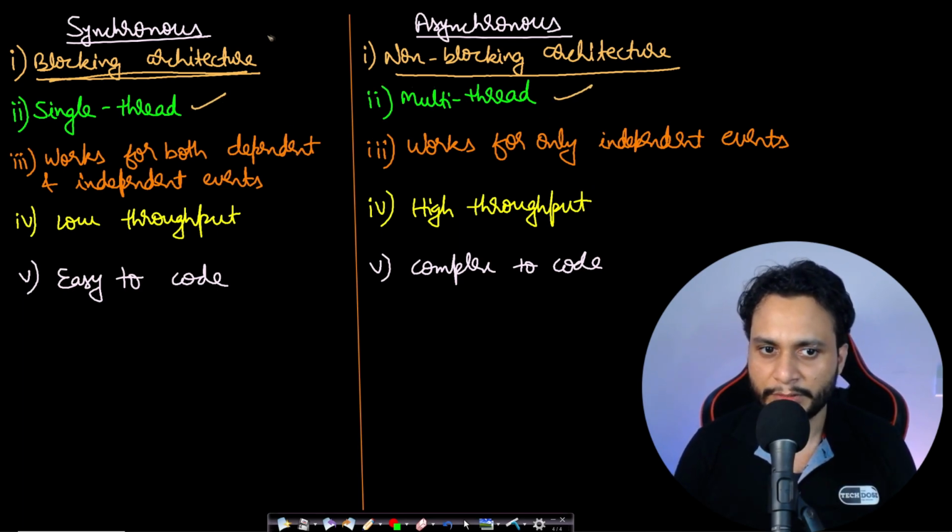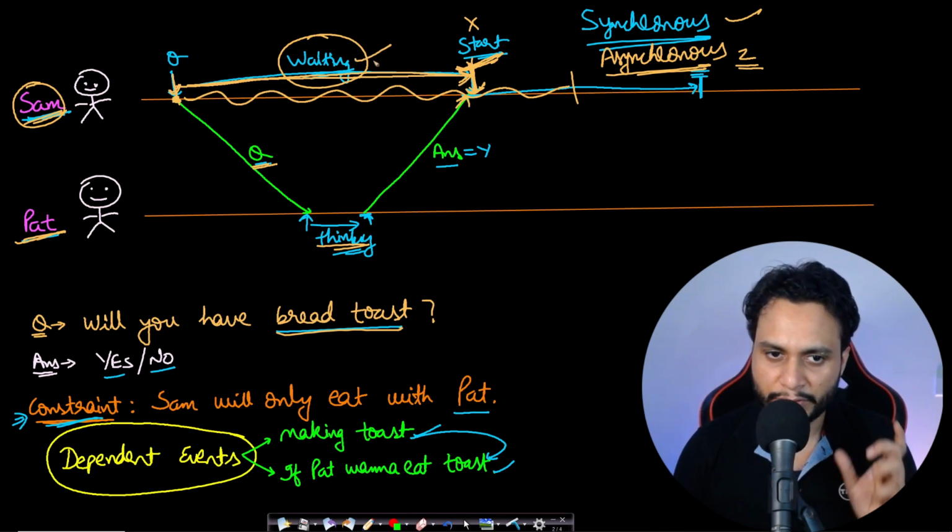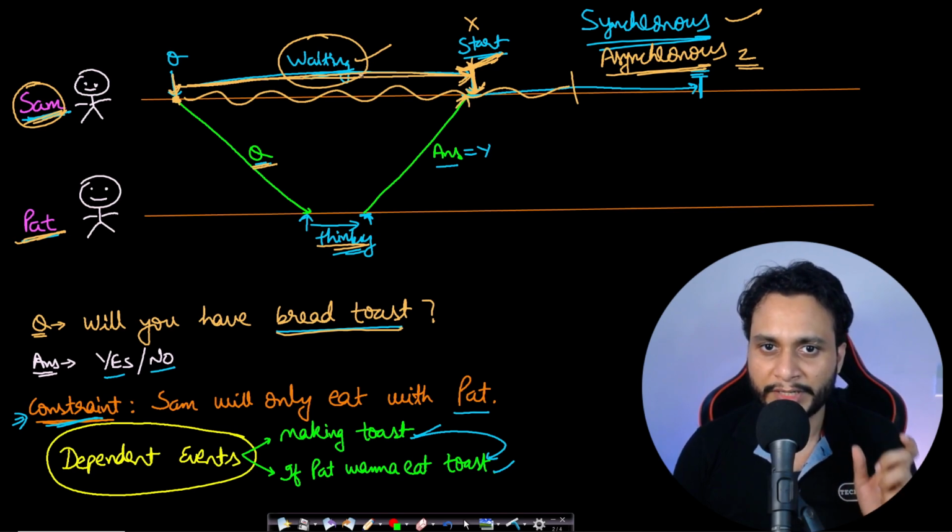If you consider the synchronous type programming, then you can always serialize all the events and make them work for both dependent and independent type events. How? If you consider the second case where Sam is going to eat the bread toast whether Pat is going to eat or not, then Sam could have waited and could have started after getting the answer, and still he will be able to make the toast. But the only thing is there will be a waiting time involved, and so the time taken to get the bread toast ready will be larger.